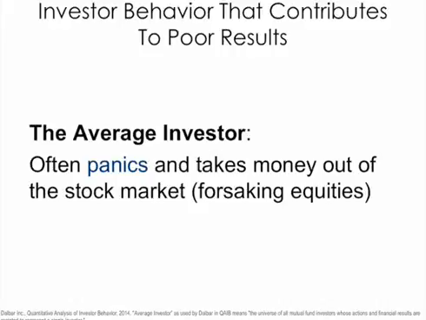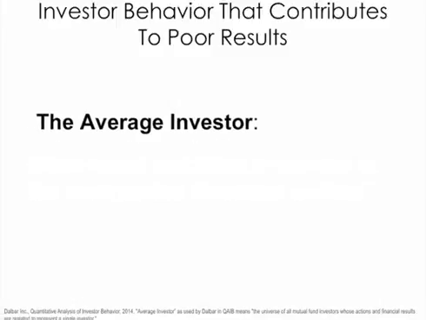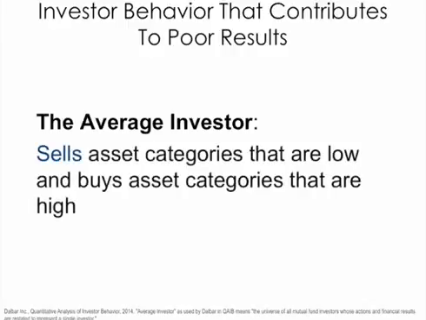And investors often rush to place their money in fixed income asset categories, and thereby again they're selling their equity positions low, and they're locking themselves into fixed income. And then when the equity markets do recover, they don't participate in that recovery because they come too late to the party, so to speak. So what this means is often the average investor will sell asset categories that are low, as we've said, and buy asset categories that are high.